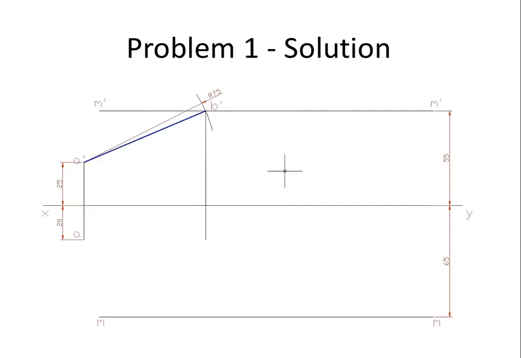Now we project this A dash B dash down. So remember the golden rule I was mentioning. Now this line is parallel to VP and inclined to HP alone. So naturally AB should be parallel to XY.